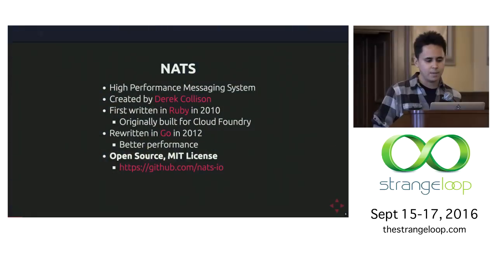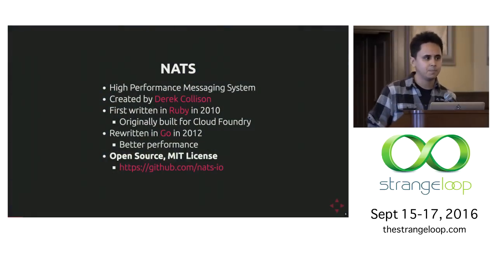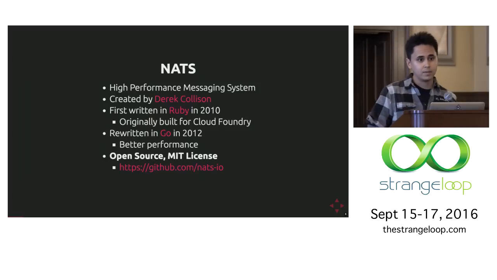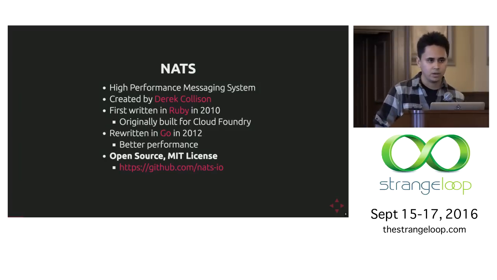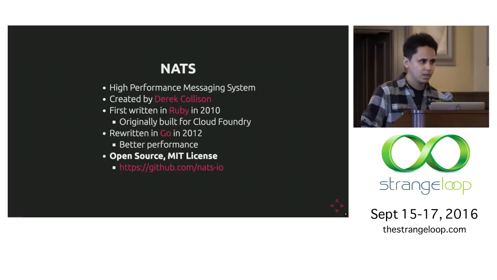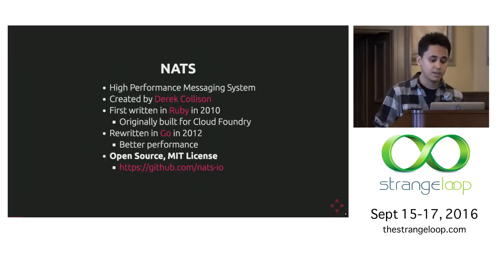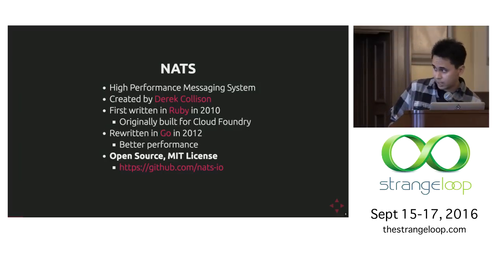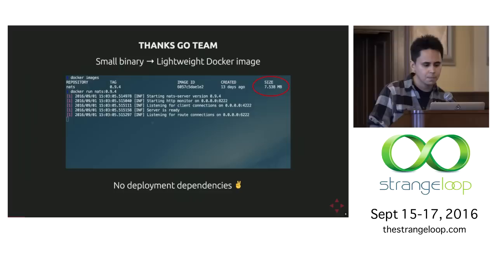And what is NATS? NATS is a high-performance messaging system. It was created by Derek Collison, originally in 2010 for Cloud Foundry. It was first written in Ruby with EventMachine. Then there was a rewrite in Go in 2012, which gave it many performance benefits. It is open source under the MIT license, and you can find it on GitHub under the nats-io organization.